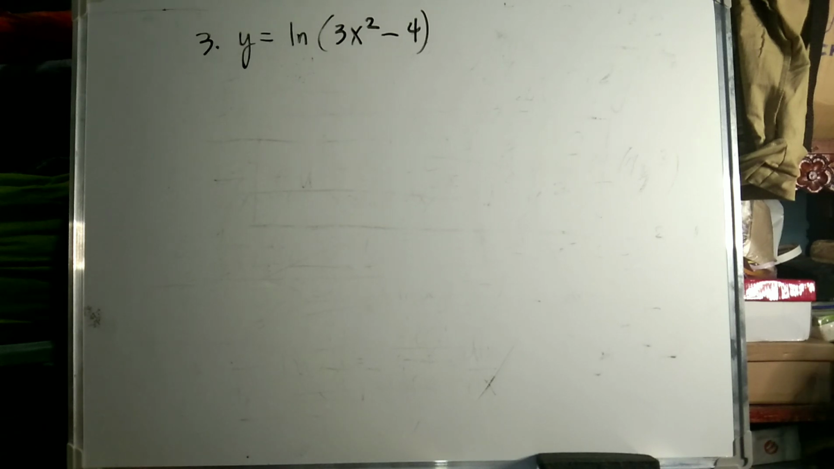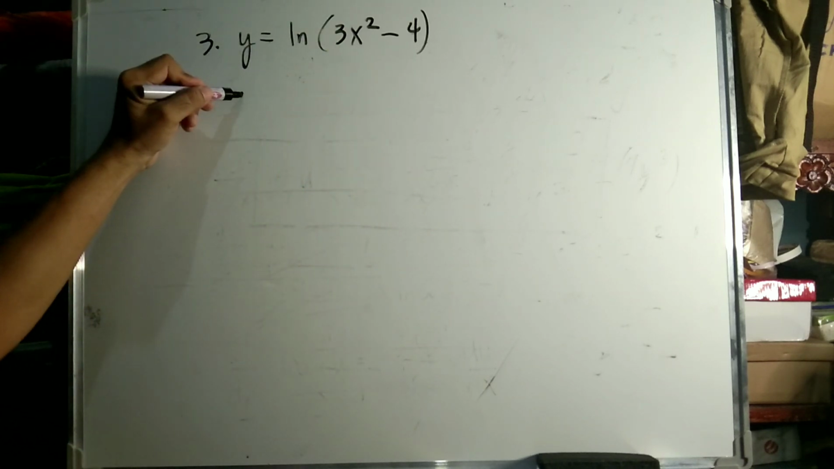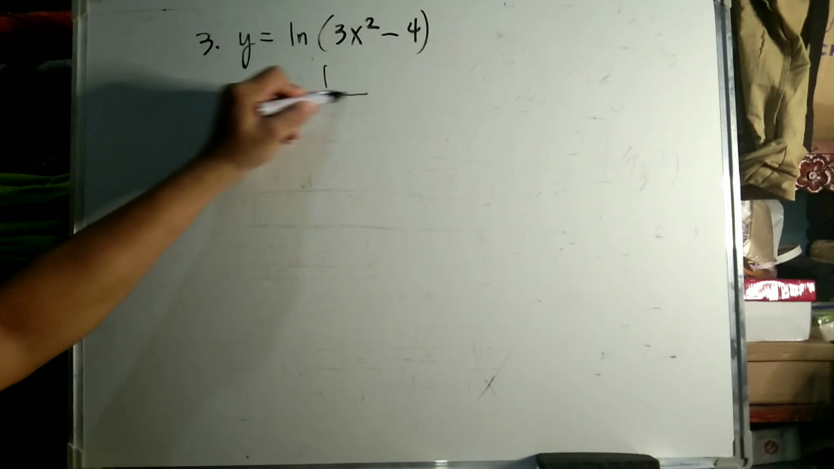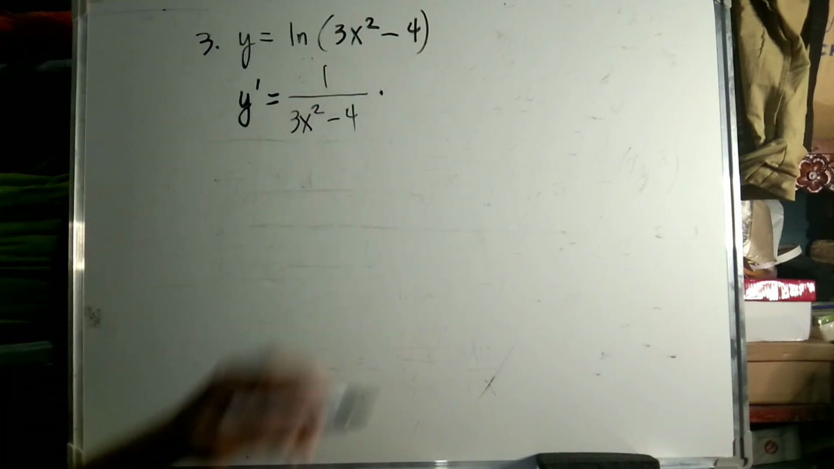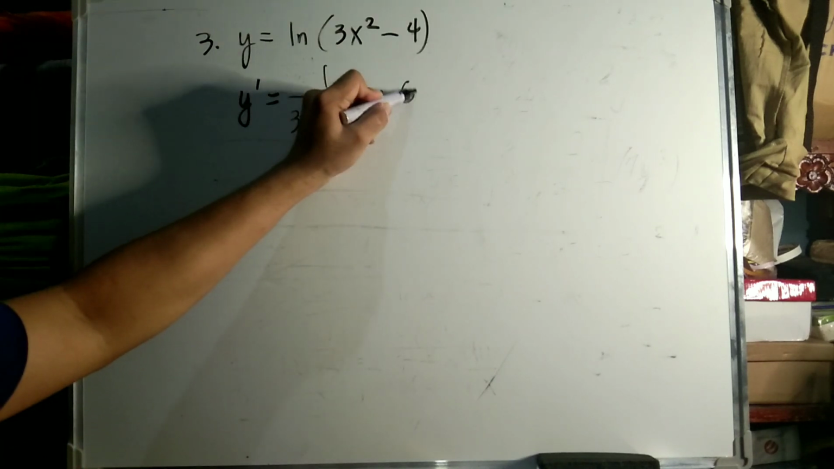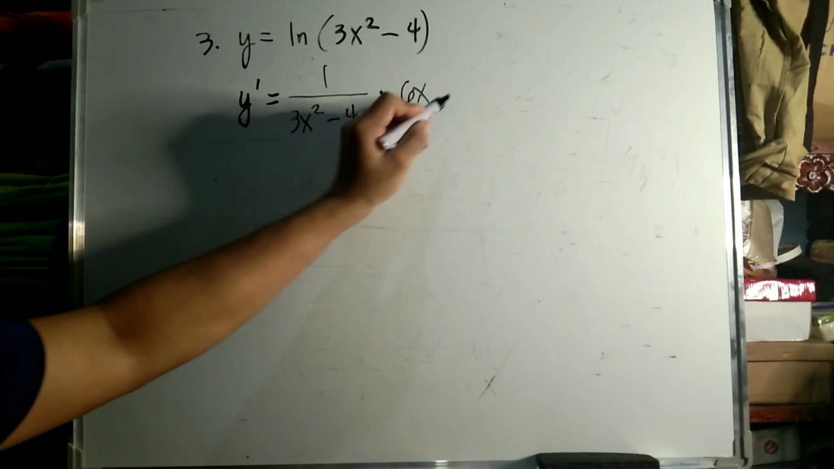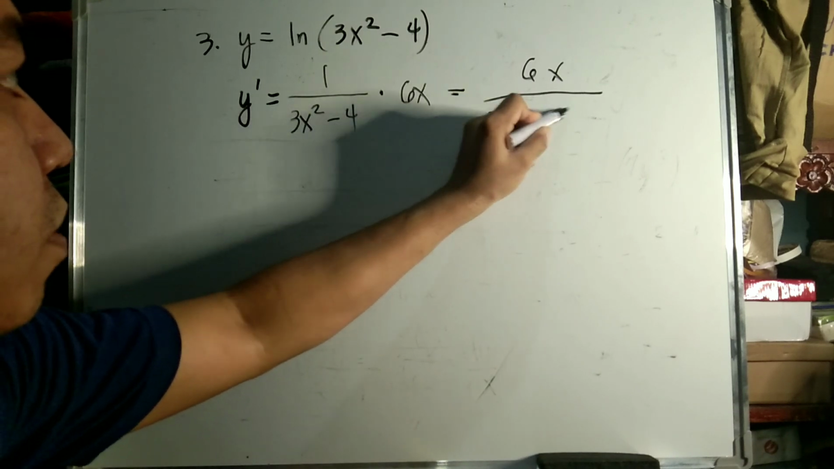Okay, example number 3. y equals ln 3x squared minus 4. So, ang u natin dyan, yung function of x natin dyan, ito, yung 3x squared minus 4. Okay, so y prime equals 1 over u, 1 over 3x squared minus 4 times derivative nito, du over dx. Okay, so we have 6x. This is 0, so 6x. So the final answer is we have 6x over 3x squared minus 4.